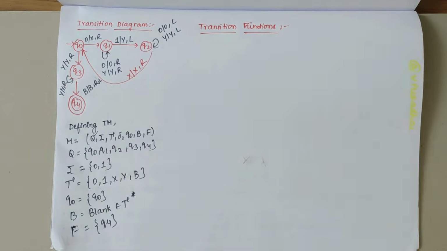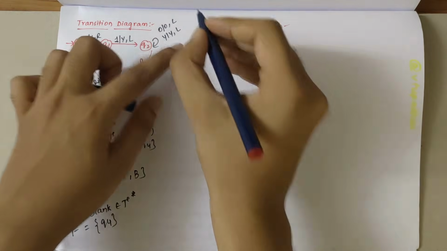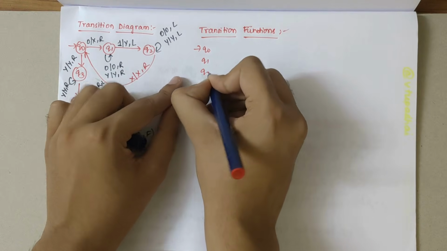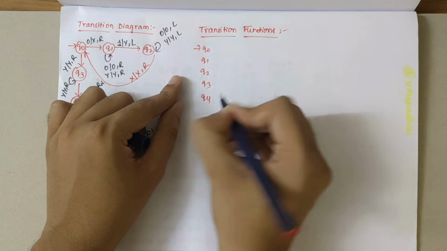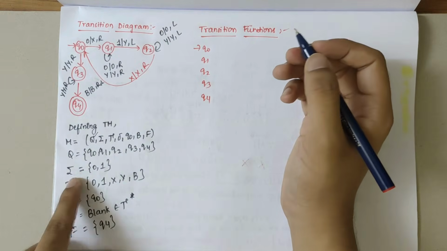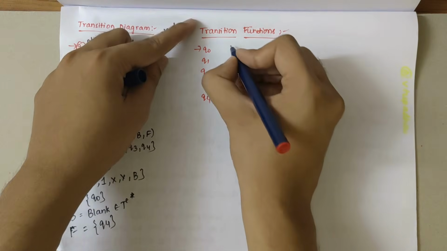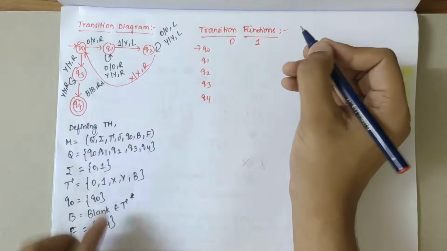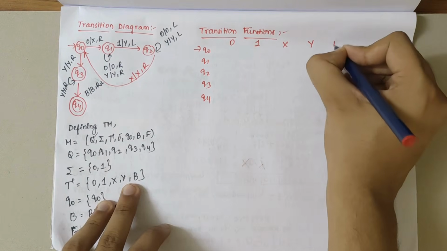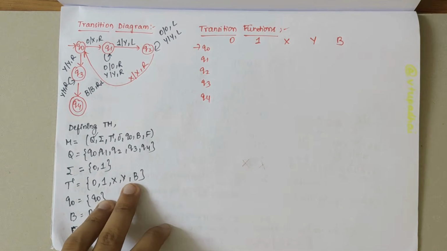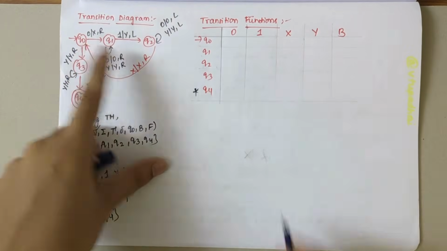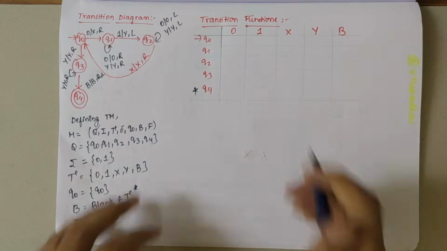In order to write the transition functions, firstly I'll write the states on this side. Starting from Q0 being the start state, Q1, Q2, Q3 and Q4. I have 5 states here. And on this side I'll write all the tape symbol values, that is either 0 or 1, or x, y and b. I'll compute a table for this and start filling the values. Q4 being the final state, I'll put a star here.